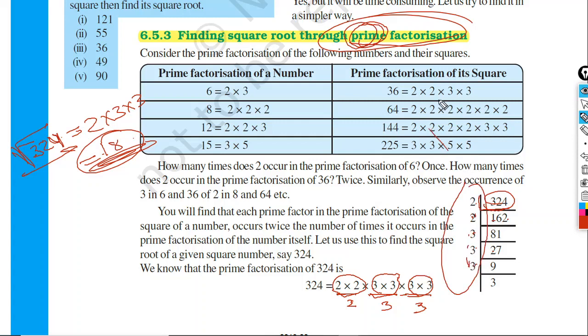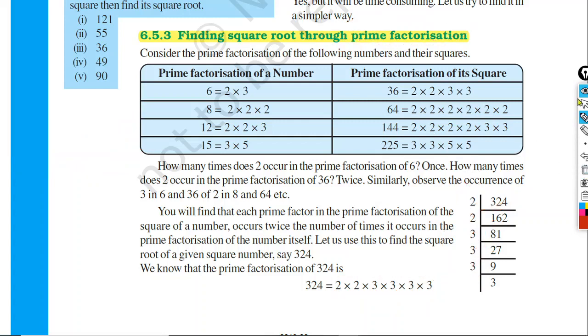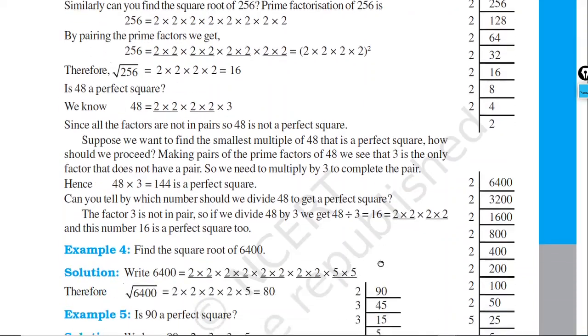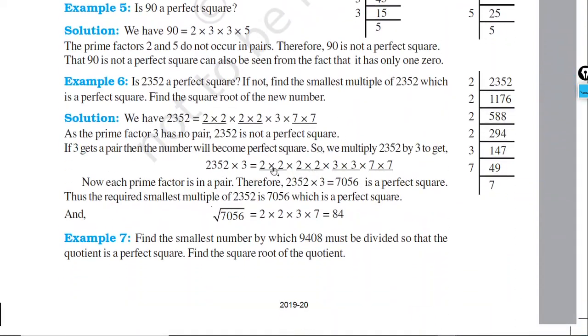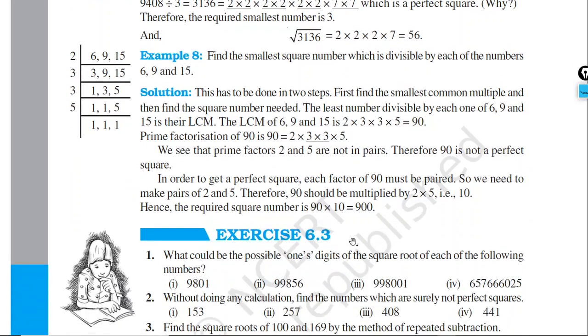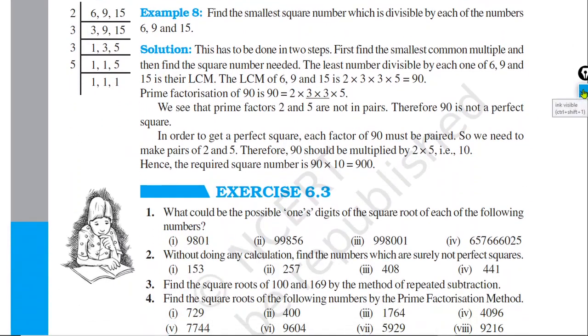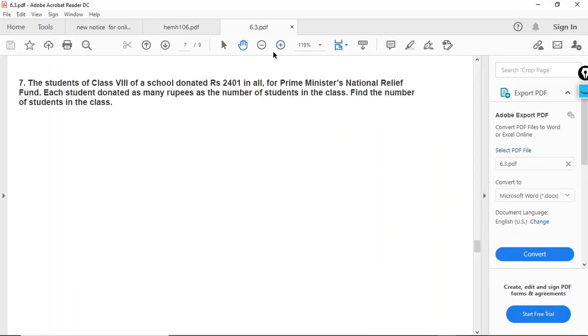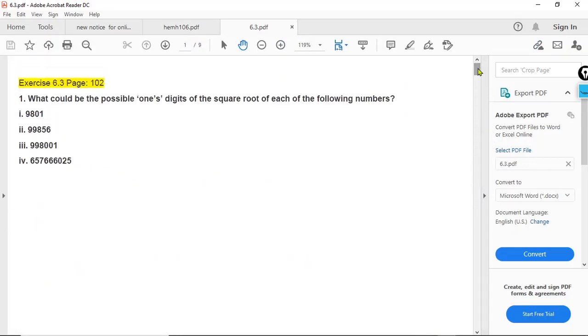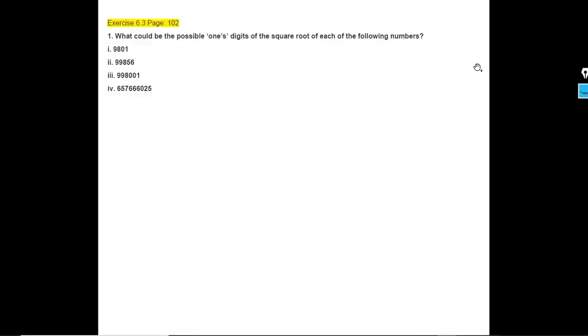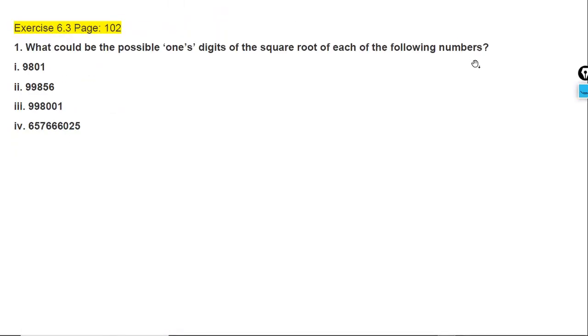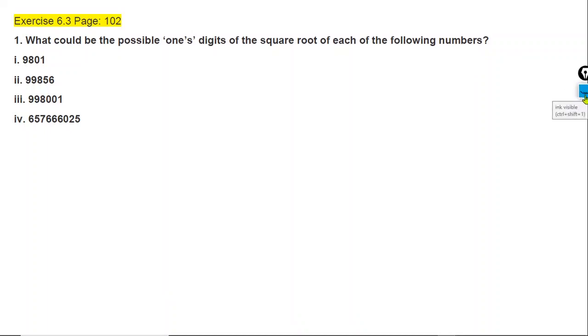Okay. Now we'll move further forward. Now there are only examples, so please try all the examples and exercises. So we'll move into the exercise. Okay, the exercise is there. Here it is. Okay, from question number 1 we will try. Here you see exercise 6.3. We'll start from question number 1.